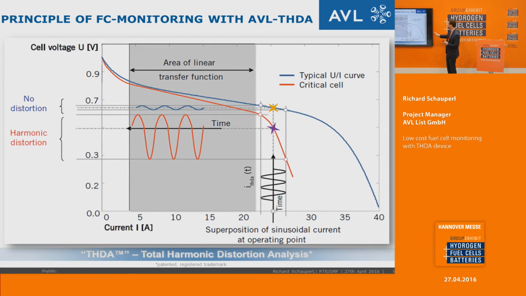This is the basic principle. This is a basic characteristic of a fuel cell. When everything is going fine, the stack is operating on the linear part, and the input signal is not distorted. But if a stack is in a critical condition, the characteristic moves out of the linear part, in this direction, and then harmonic distortions of the superimposed signal are formed, and our device can distinguish between the failure modes I have explained.